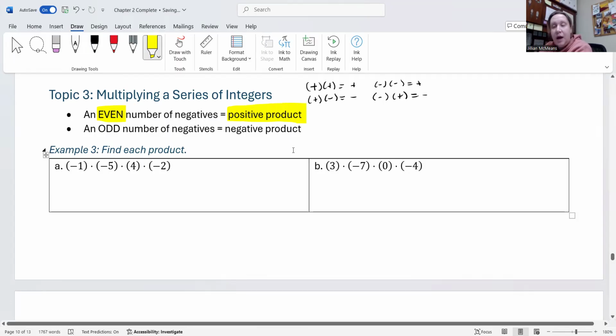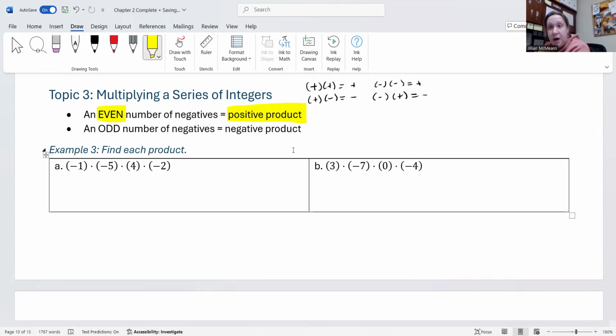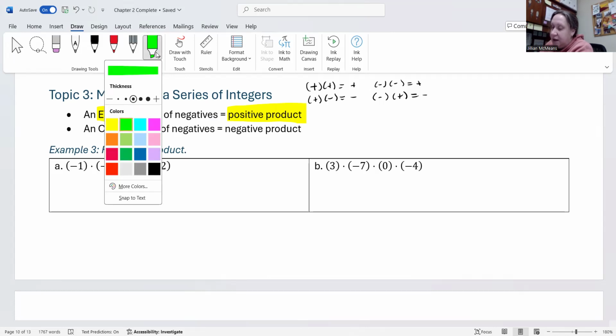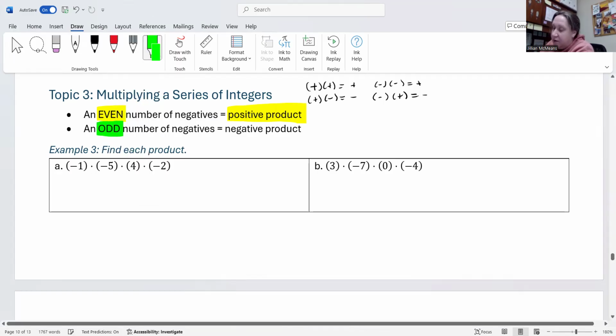So if you have an even number of negatives, each group of two negatives pair up, they become positive, and then at the end of the day, you're just multiplying a series of positives. And that's the cool thing about even numbers, they're always going to pair up by twos. Now, if we have an odd number of negatives, that's going to give us a negative product.